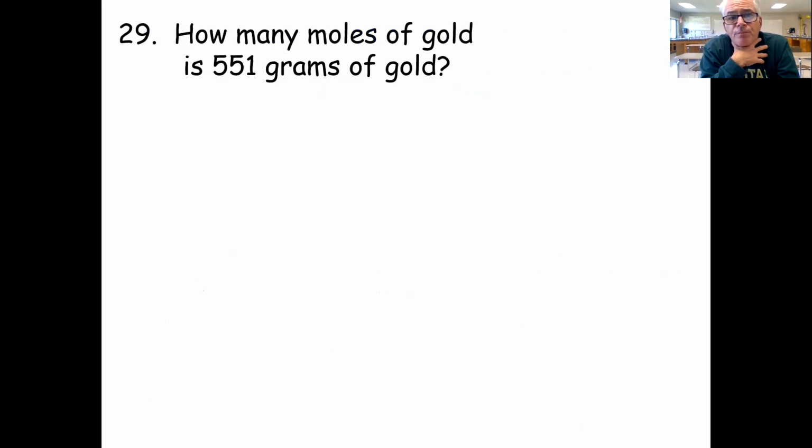Look at this one. It's your lucky day. 454 grams is a pound. This is more than a pound. You find more than a pound of gold, honest to goodness, it's your lucky day. Gold is pretty expensive, right? You can make a wedding ring out of it.